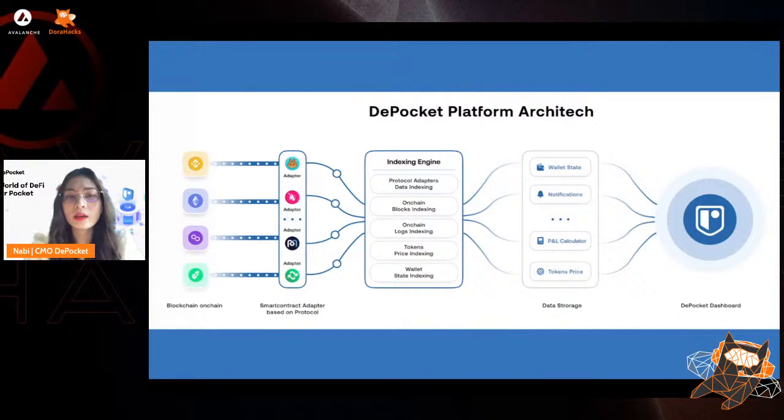Yeah, here is the platform architecture of DePocket. As you can see, we have many on-chain blockchains like Binance Smart Chain, Ethereum, and Polygon, and many smart contract adapters based on protocols like PancakeSwap, Uniswap, and Index, and all of this will be consumed by the Pocket index engine and data storage, and we will show it on the Pocket dashboard. So on our dashboard, you can manage all of your assets across multi-chain and multi-wallets. We will show the wallet status, notification, P&L calculator, and token price as well.